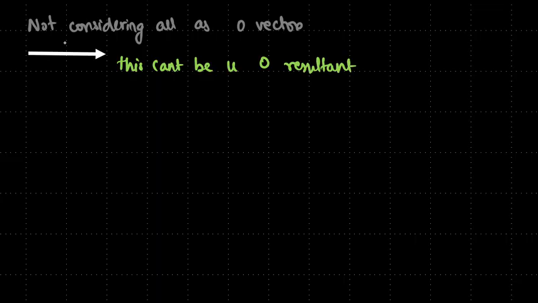So this is for 1. If there is only one vector, this can't be a zero resultant, since any vector has a magnitude. It cannot be zero since there's nothing that's going to counteract that. Let's say we have 2. So let's say we have 2.